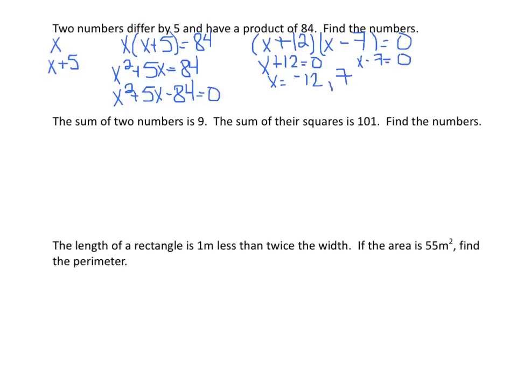That's the first number. If x is negative 12, then the other number, that second number, x plus 5, has to be negative 7. If x is 7, then x plus 5 has to be 12. So these are the numbers.